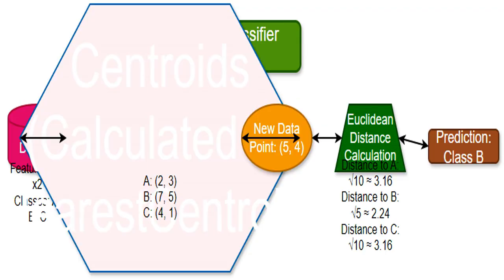The centroids represent the average values of x1 and x2 for each class. NearestCentroid first computes these averages from the training data. For class A, the centroid is (2, 3), for class B it's (7, 5), and for class C it's (4, 1). These are the reference points for classification.